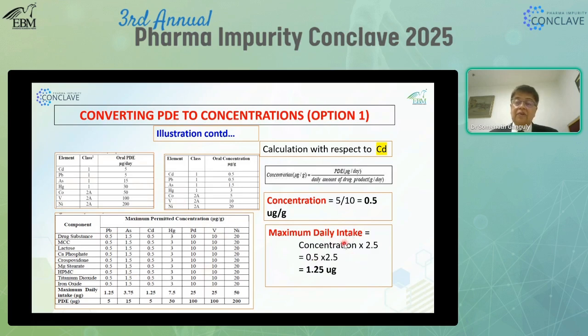How do you calculate the maximum daily intake? Very simple: concentration into 2.5. That is your maximum. So this is the maximum daily intake, right? Now 2.5 is the total dose. If you see your product is qualified through this, the risk assessment is over. The technical part, the arithmetic part, is over. So no need to do anything further.